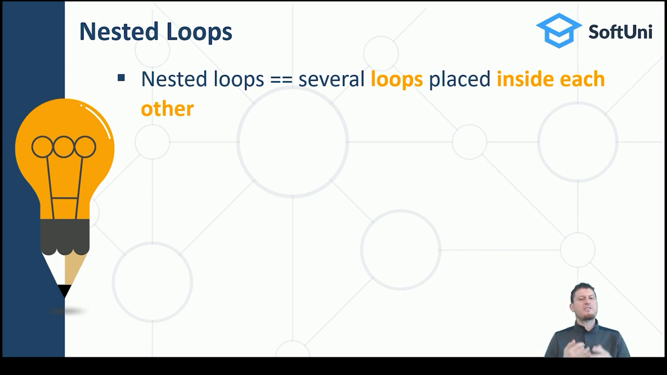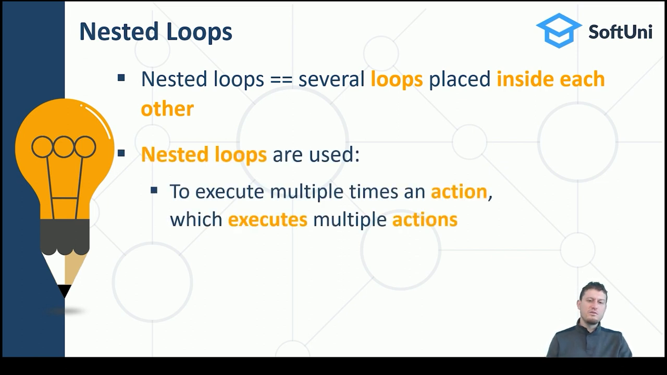Nested loops are several loops placed one inside another. Nested loops are used to execute multiple times a certain action, which itself executes multiple actions. So, for example, we may need to build a building holding 5 floors. And at each floor, we may need to build 5 rooms. So for the first floor, 1, 2, 3, 4, 5 rooms. For the second floor, 1, 2, 3, 4, 5 rooms. For the third floor, 1, 2, 3, 4, 5 rooms. So these are actions: build a floor, which consists of several other actions, build a room.